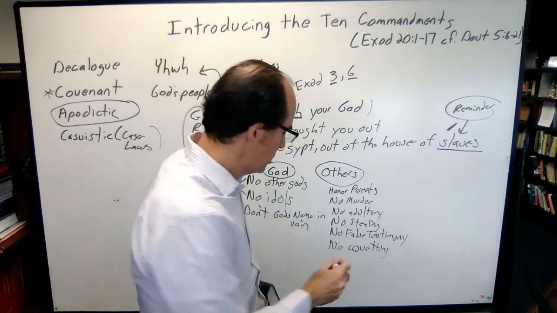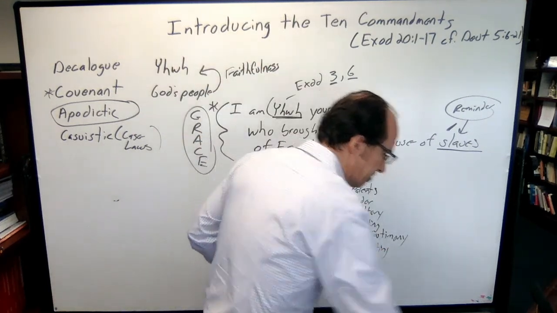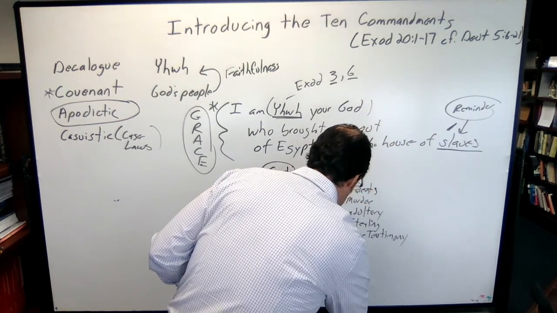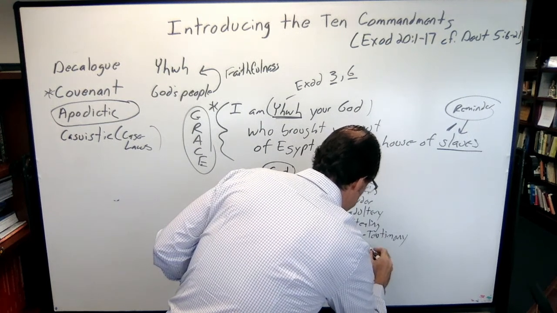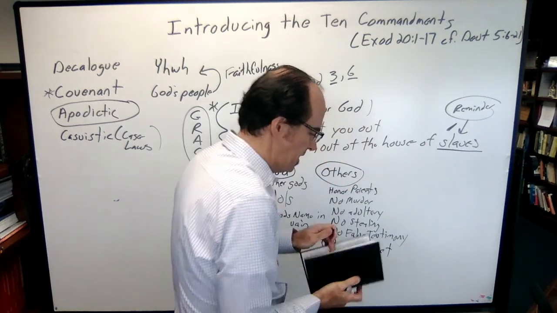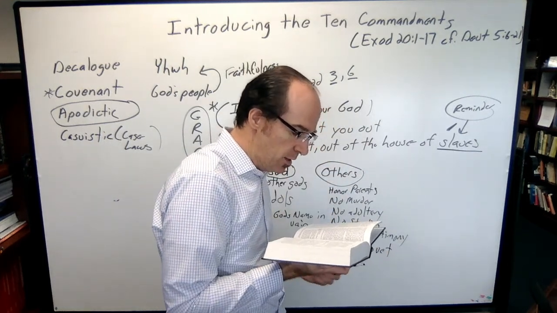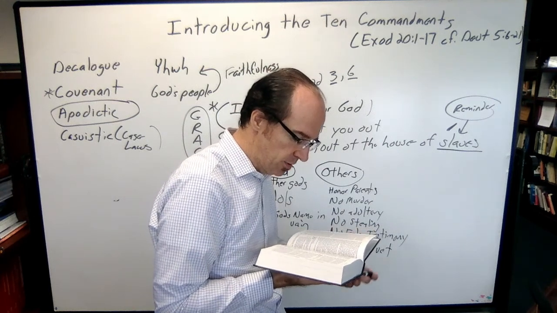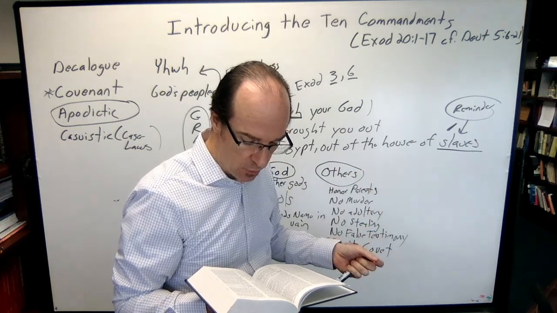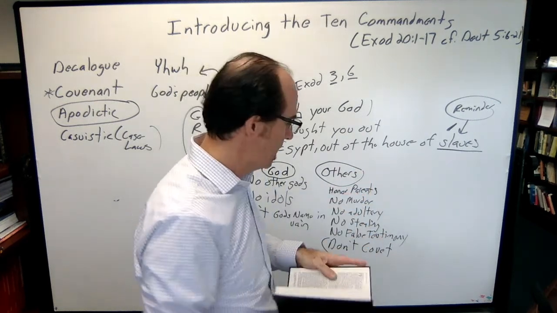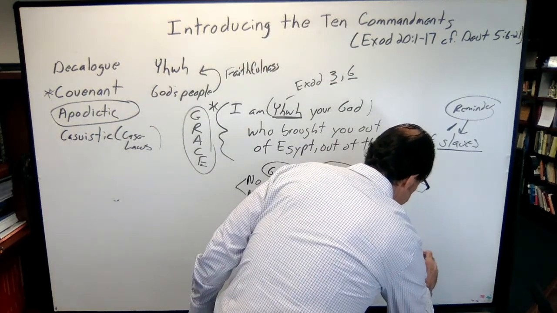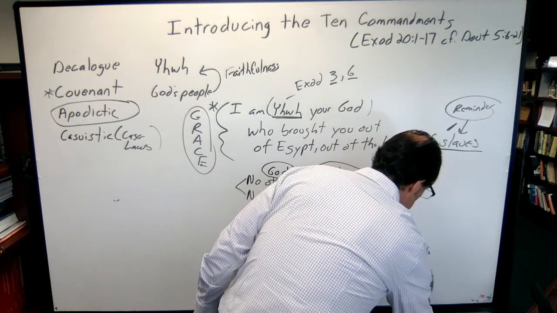Now, this is another place on the covet command where some traditions break this into two commandments, in the sense that it's broken into, you will not covet your neighbor's house, and then you will not covet your neighbor's wife, female servant, or donkey, or anything that belongs to your neighbor. So there's a distinction made between property and persons.